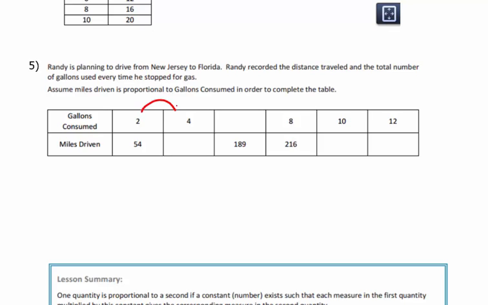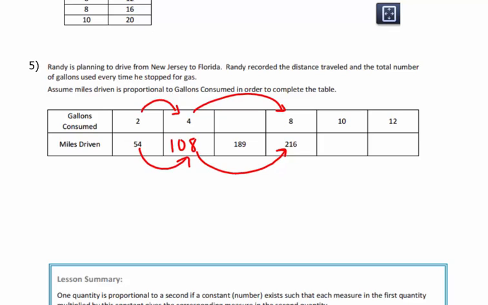So from 2 gallons to 4 gallons, I doubled how much I consumed. That means if it's proportional, the miles driven must also double. So this would be 108. 4 gallons consumed, double that is 8 gallons. So I'm going to take this total, and notice it works. Okay. So now the easiest way to do this is if I find the unit rate, I can fill in the rest of these blocks pretty easy.